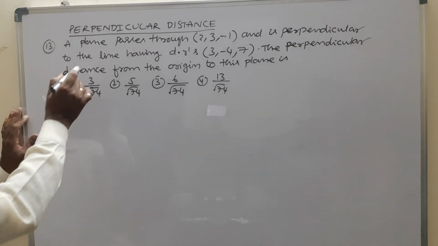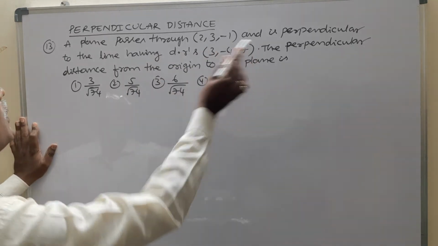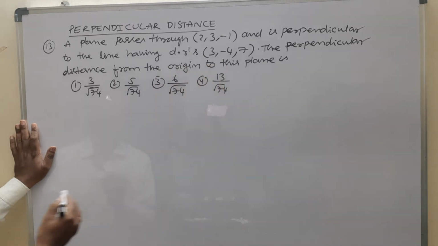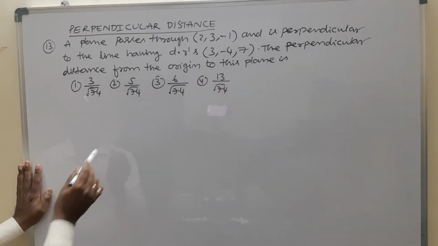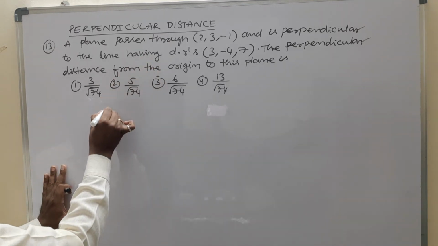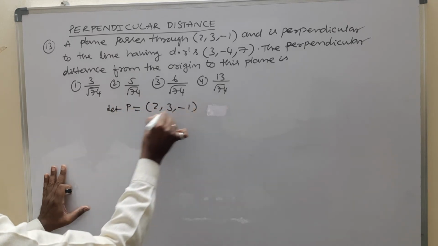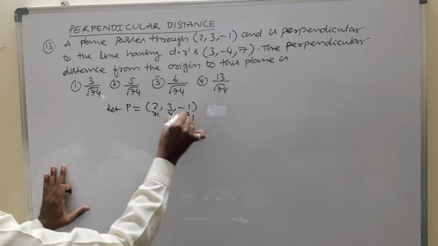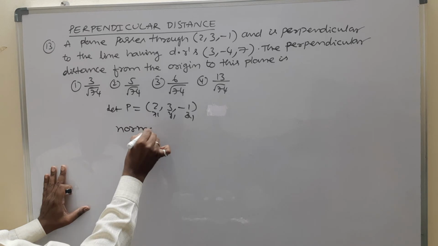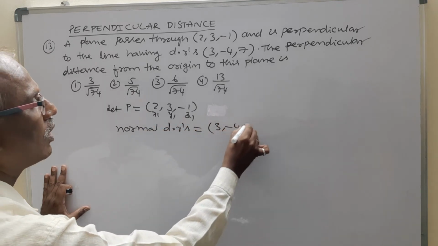Question number 13. A plane passes through (2, 3, -1) and is perpendicular to the line having DRs 3, -4, 7. Find the perpendicular distance from the origin to this plane. Here the four options are given. Let P = (2, 3, -1), this is x1, y1, z1. The normal DRs are given as 3, -4, 7.